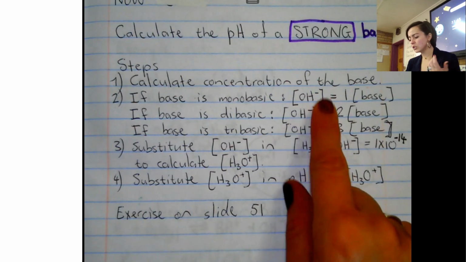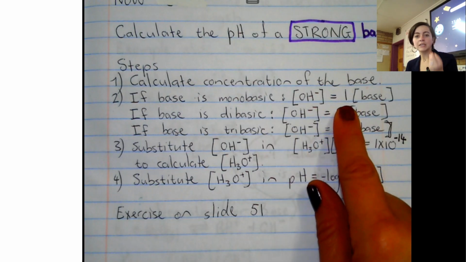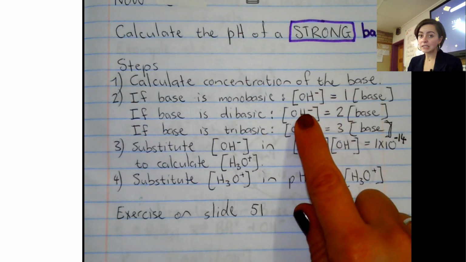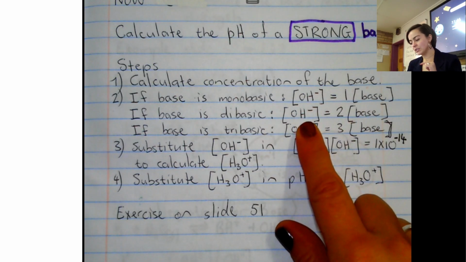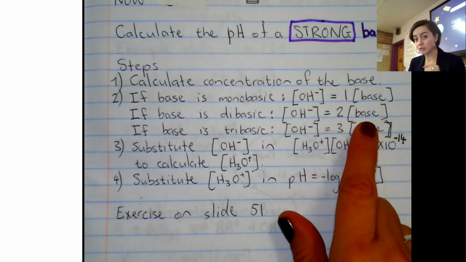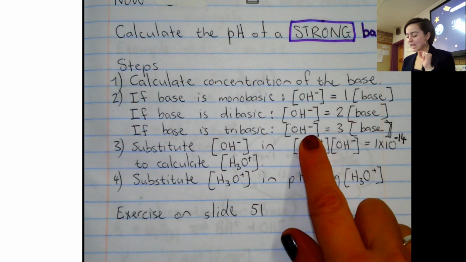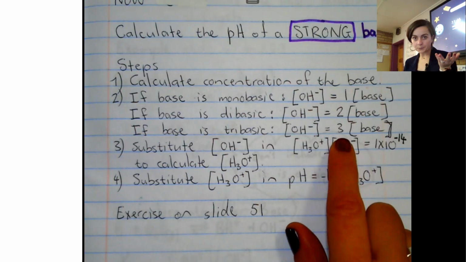Then you know that the concentration of hydroxide will be equal to one times the concentration of the base. If it is dibasic, that means there's something like OH2, so I'm going to have to multiply the concentration of the base by 2. If there is a 3 there, then I'm going to have to multiply the concentration of the base by 3.